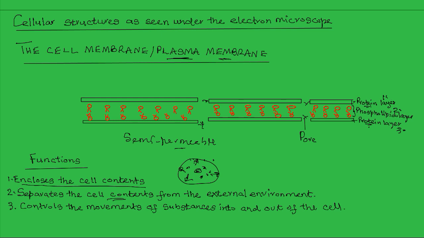3. It controls the movement of substances into and out of the cell. Whatever enters or leaves must be such that it can be allowed to pass through the cell membrane. So the cell membrane determines what will enter and what will leave the cell.